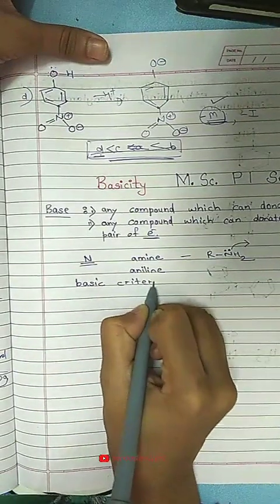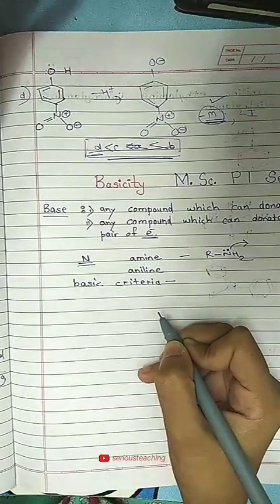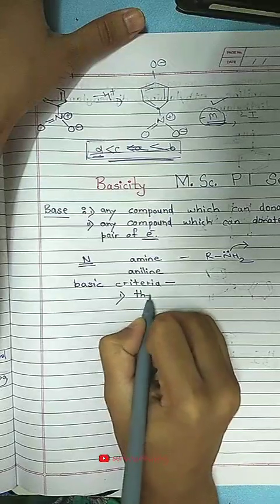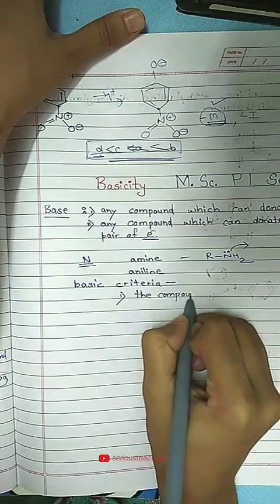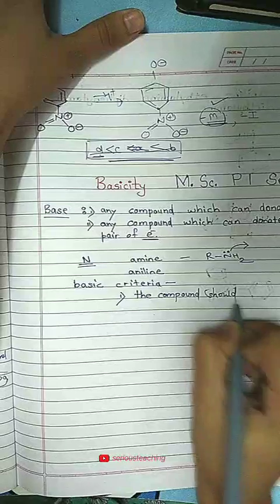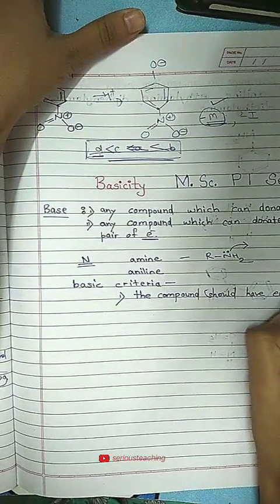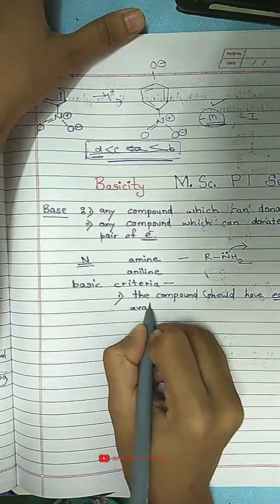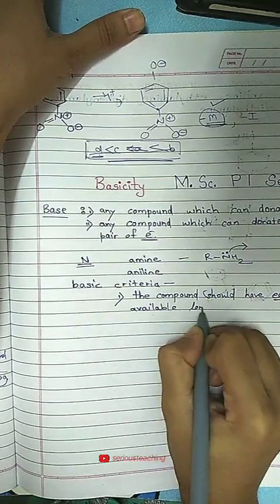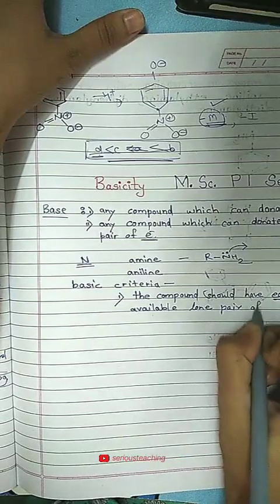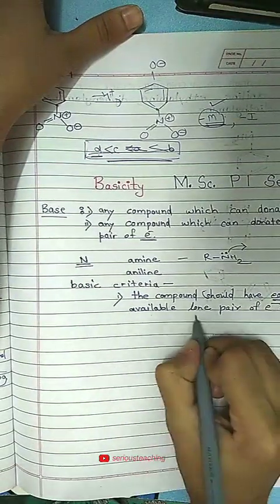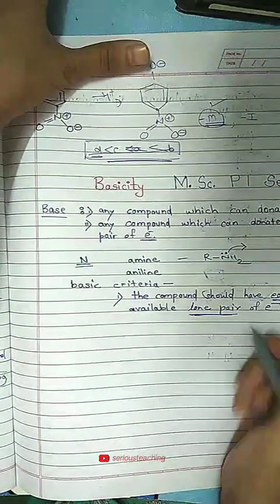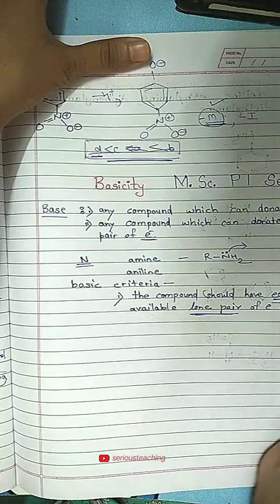Okay. So what is the basic criteria? Basic criteria means what are the conditions for a compound to be a good base. So the first condition is the compound should have easily available lone pair of electrons. This is the very important thing. So if a compound can easily donate lone pair of electrons, then that compound is basic. Okay, so this is the most important criteria for a basic compound.